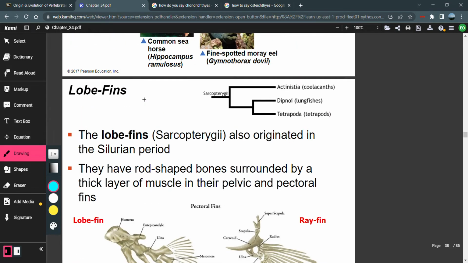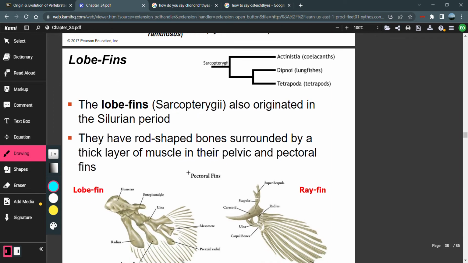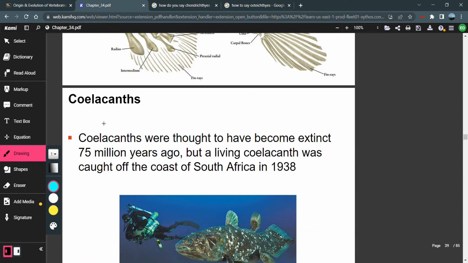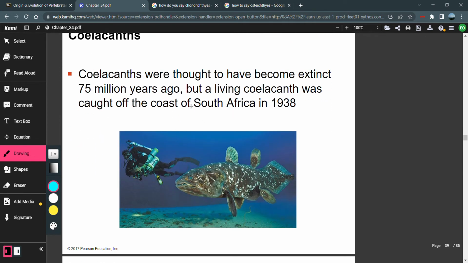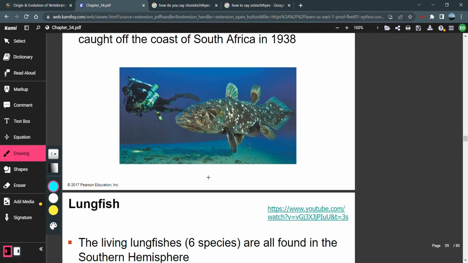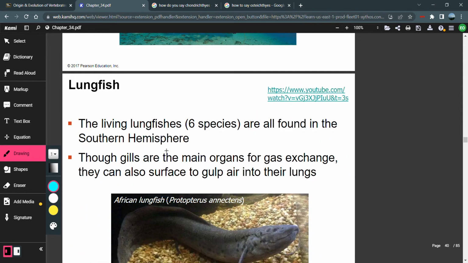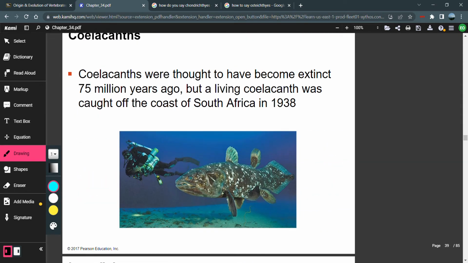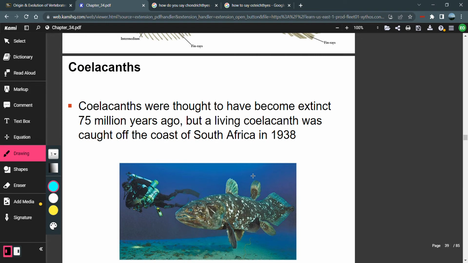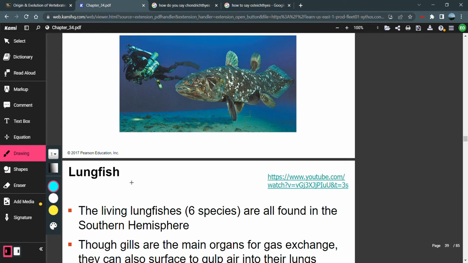Lobe-finned fishes also originated in the Silurian period, and they have rod-shaped bones surrounded by a thick layer of muscle in their pelvic and pectoral fins. Coelacanths were thought to be extinct 75 million years ago, but then a living coelacanth was caught off the coast of Africa in 1938. These guys have lungs, well, reduced lungs.